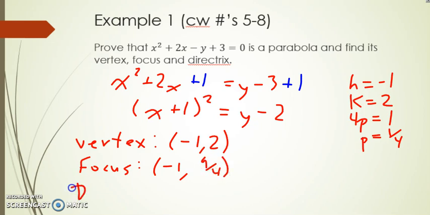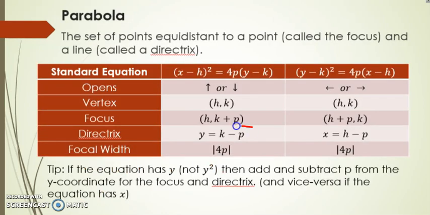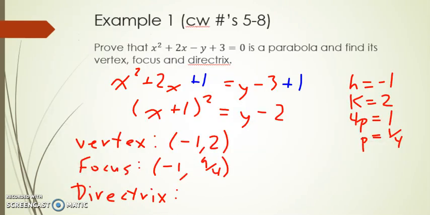And the last thing they asked for is the directrix. So let's look back at the formula. You can see that the directrix is k minus p. So I'm going to write y equals 2 minus 1/4 is 7/4. Don't forget to write the y equals, though. That is an important part of it as well. We're defining the equation of a line. That's why we have the y equals in there.